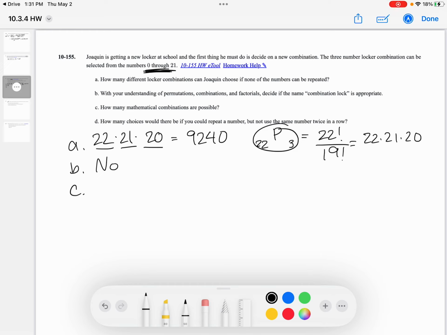All right, part C. How many mathematical combinations are possible? Okay, so remember, a combination is no repeats, and order doesn't matter. So that would be kind of weird for a lock. I'm not sure how that would work.